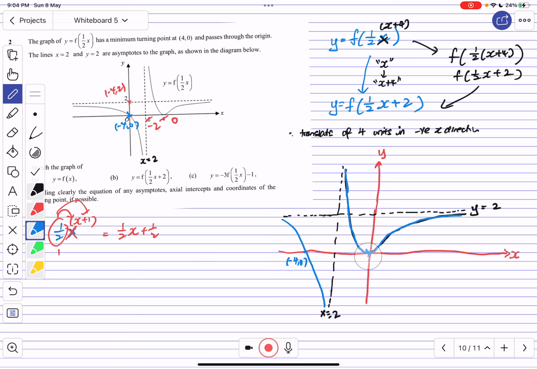And with that, I believe we are done. Okay, so this is the answer for part B.